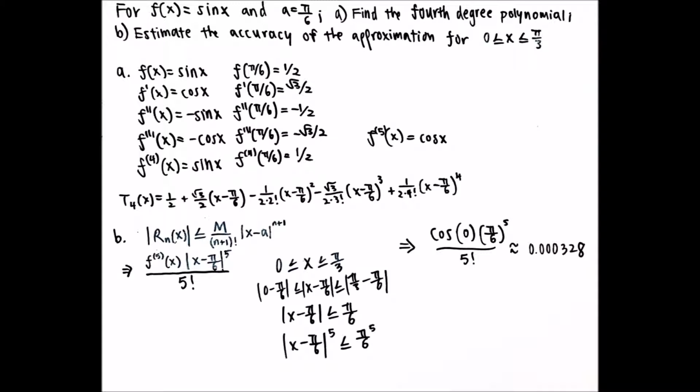Finally, since we already know the fifth derivative is cosine of x, we can use our bound 0 to pi over 3 to evaluate it. Plugging in 0 gives 1, and pi over 3 gives a number less than 1. So we know that 0 will provide us the greatest value. Now we have our final function, and it simplifies to an error of at most 0.000328. It's not too bad after you break it down.